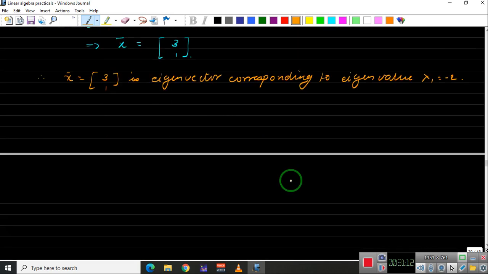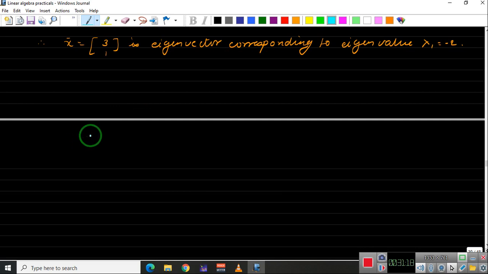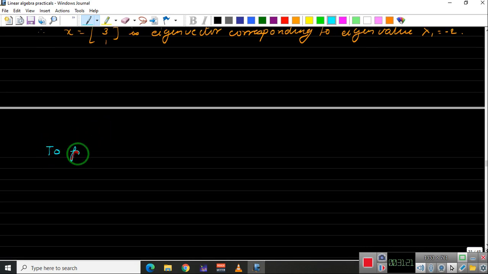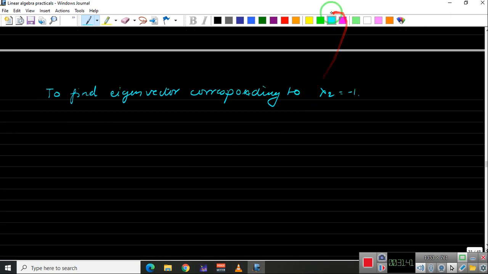Okay, the same thing we have to do for lambda equals minus 1. Correct, the second eigenvalue is minus 1. Now next, to find the eigenvector corresponding to lambda 2 equals minus 1. Okay, same thing we will do. So let me tell you the other way how we get it. What we have is a matrix A minus lambda I, x bar equals 0.